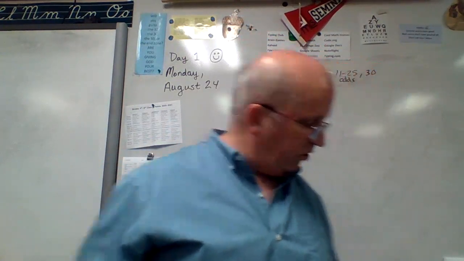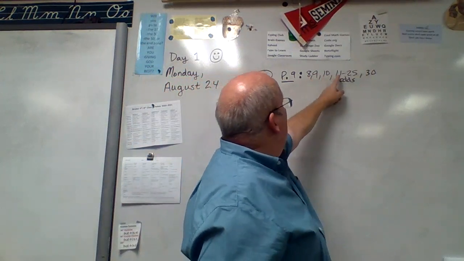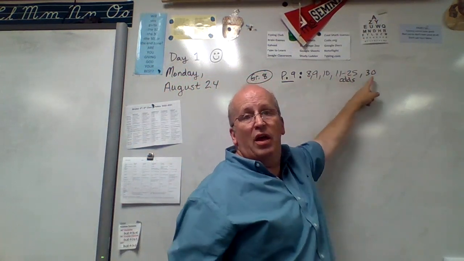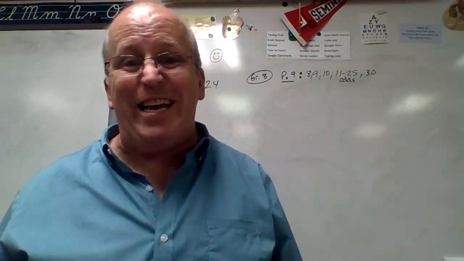Okay, grade 8. This is lesson 1-1, page 9, numbers 8, 9, 10, 11 through 25, the odds, and problem 30. Let's start by having everybody open up to page 6.